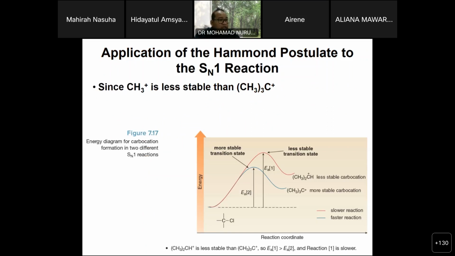If we ask you to draw the energy diagrams, you can represent the energy diagram like this. This is the tertiary, and this is the secondary. The activation energy for the tertiary carbocation is lower compared to the secondary, so the tertiary will react faster compared to the secondary carbocation. It's already explained here.